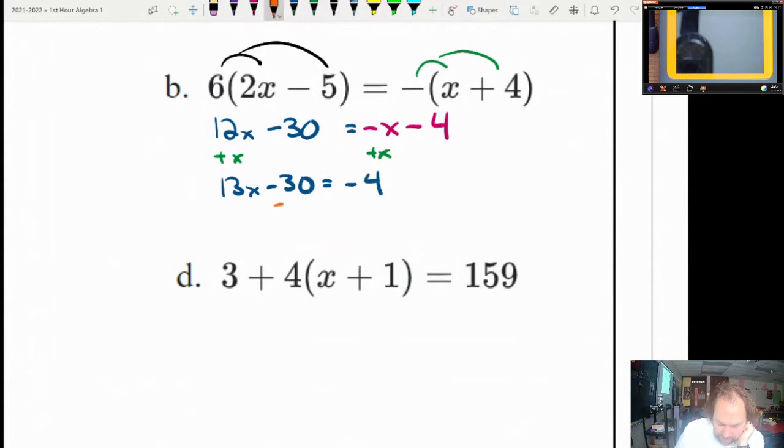And then I'll add the 30 to both sides. And that's going to give us 13x equals 26. And we could divide by 13 on both sides to get the answer there. That's going to be x equals 2.